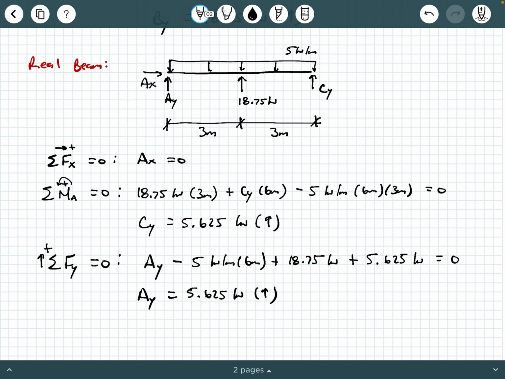So that concludes this example. If we wanted to go a step further and draw the shear and moment diagrams for this beam, we could. But the problem didn't ask for that. It just asked for all the externals, and that's what we did.